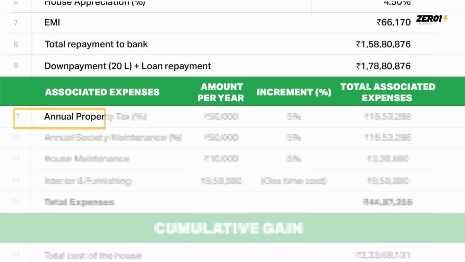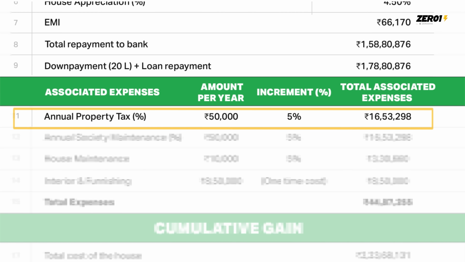But you know what? This is actually not the full cost. We have some recurring expenses. One is called property tax. So if you look at this, it's about 50,000 rupees a year and this increases lagbhag 5% a year. So let's add that up. Over 20 years, this becomes 16.5 lakh rupees.